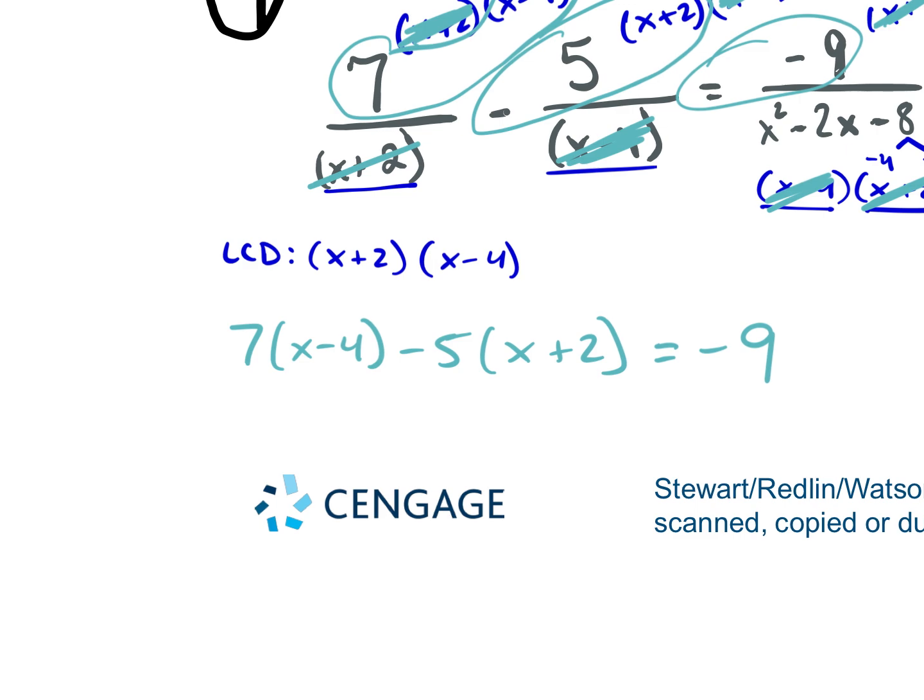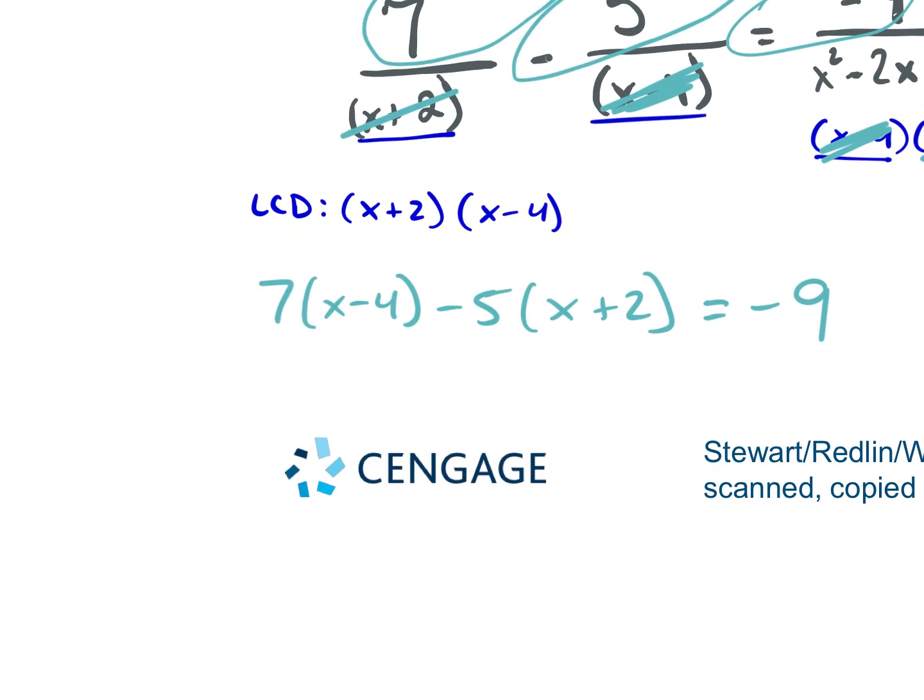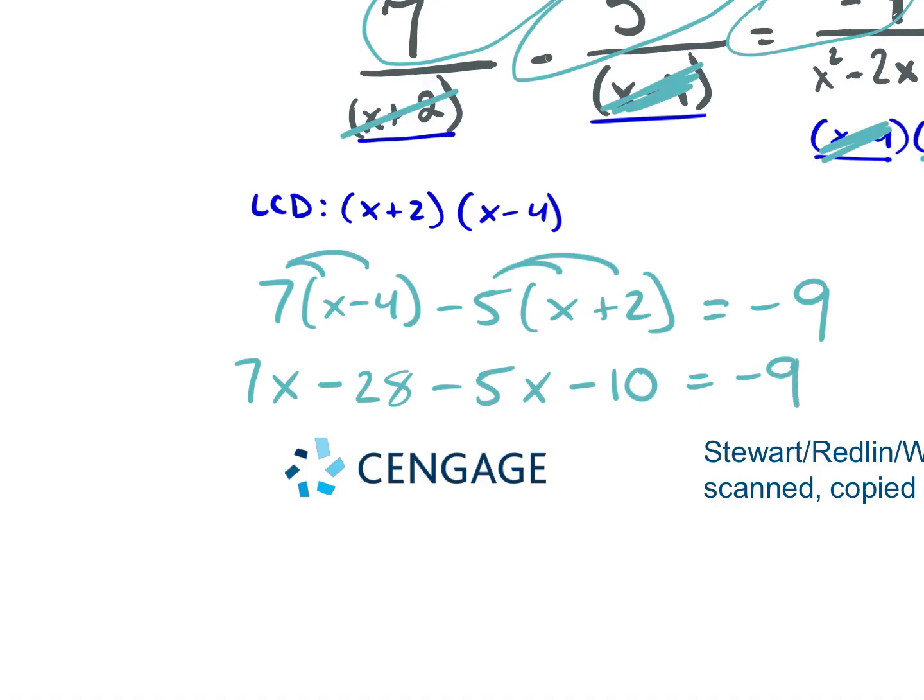What should we do next to solve? Distribute. So 7 times x would be 7x. 7 times 4 would be -28. Minus 5x minus 10 equals -9.